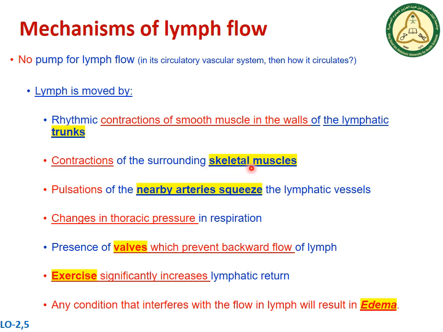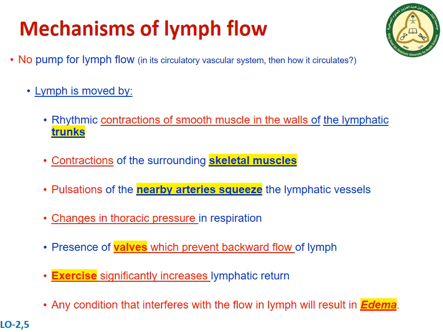Contraction of the surrounding skeletal muscle. This is more appropriate for the deep group of lymphatic vessels and lymph nodes. When the lymphatic vessels run between the muscles and the muscles contract, they compress the vessels, because the vessels run between the muscles. When the muscles contract and become broad in the middle, they compress the vessels and push the liquid inside the vessel up and down.